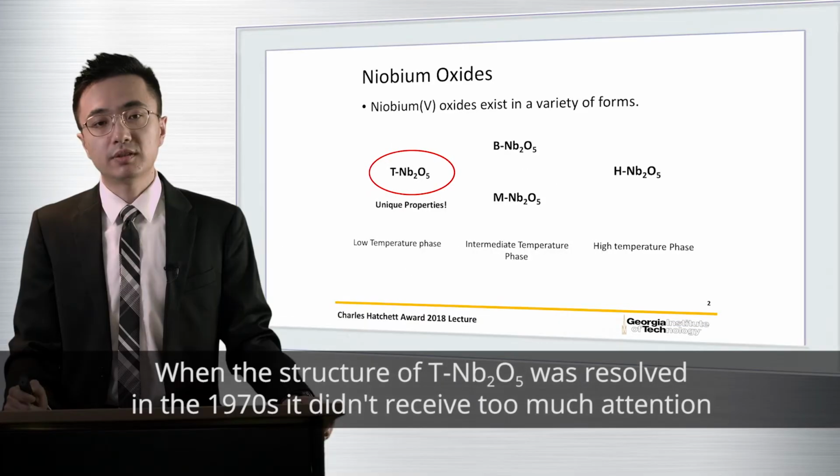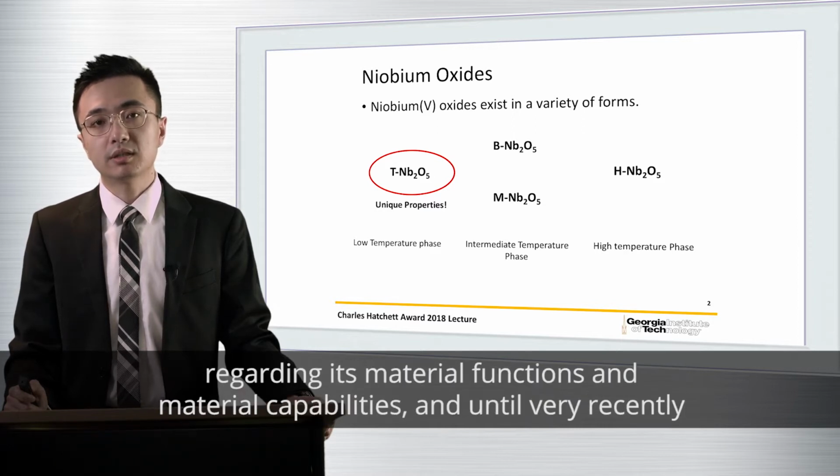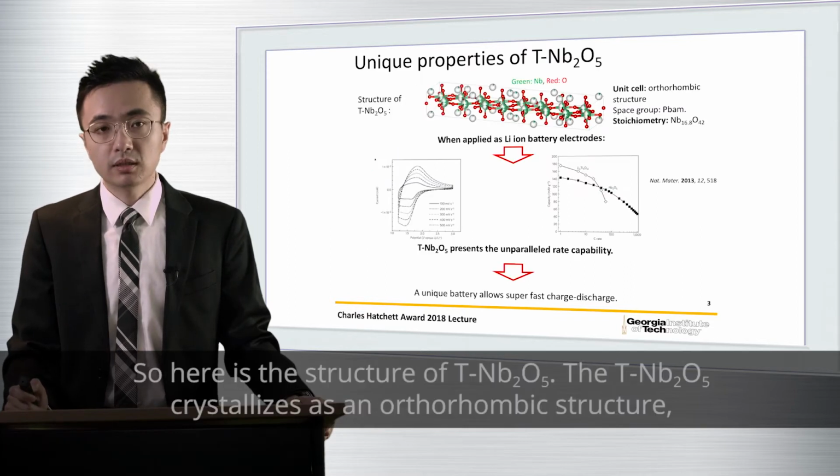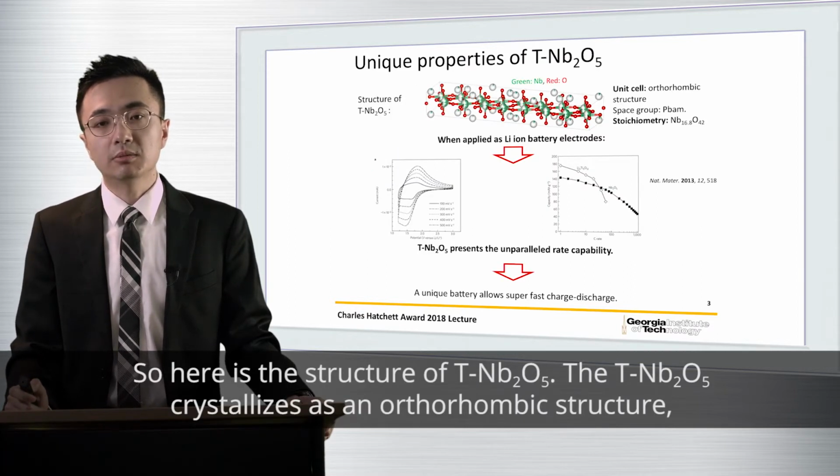When the structure of T niobium oxide was resolved in the 1970s, it didn't receive too much attention regarding its materials functions and materials capabilities. And until very recently, the T niobium oxide was found to have a few very attractive, unique properties. So here is the structure of T niobium oxide.